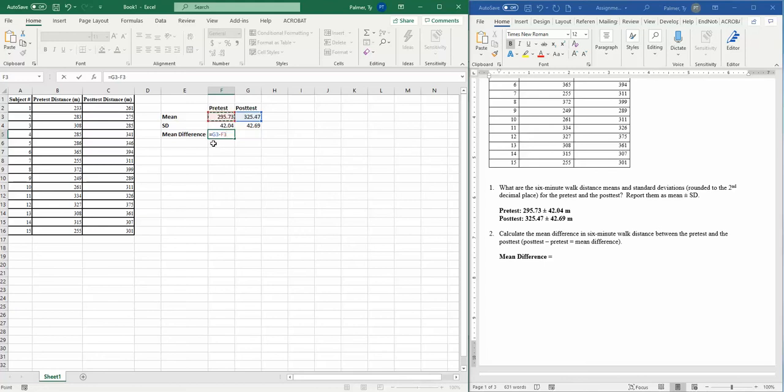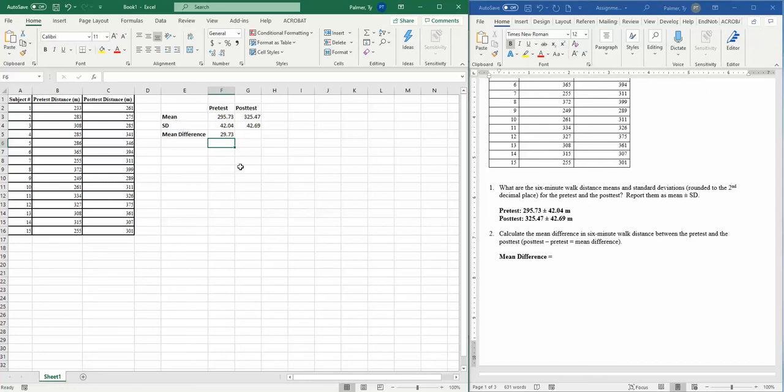Now that we have our formula in place, basically what we've done is the same equation over here in our Word document. It's the post-test minus the pretest. Look, it's the G3 cell, which just so happens to be my mean for the post-test, minus my F3 cell, which just so happens to be my mean for the pretest. Again, you can do the same thing for your assignment. Post-test minus pretest. Once we have that, click enter, and that should calculate our mean difference.